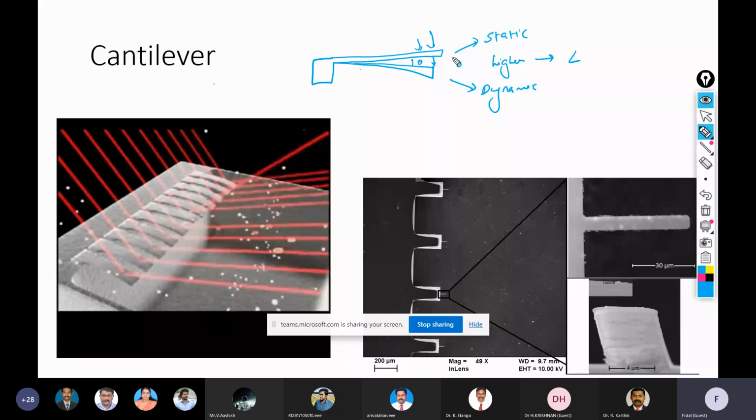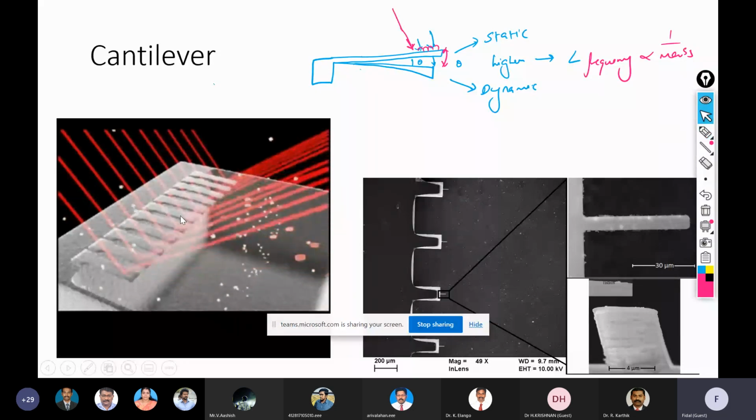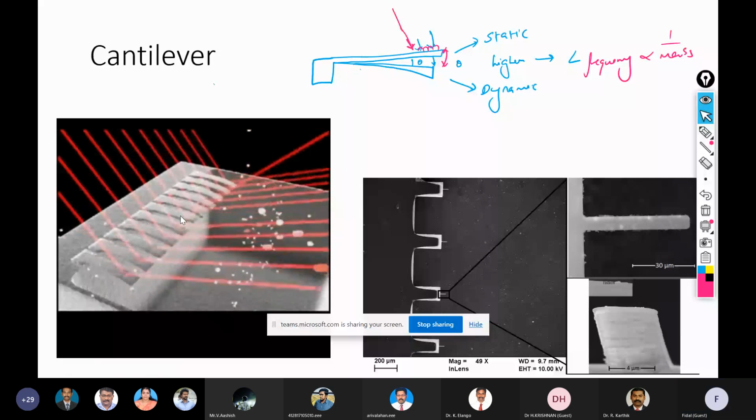In dynamic mode, you have the cantilever and you give a ray of light on it, a laser light focused on the tip, because of which it constantly keeps vibrating at a certain frequency. This frequency of vibration is inversely proportional to the mass. So if there is a higher mass attached on the surface, the frequency of vibration might decrease. That is what you are seeing over here, where the cantilever is vibrating based on the laser beam that is focused on it.